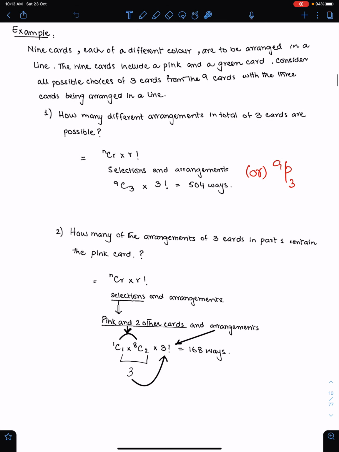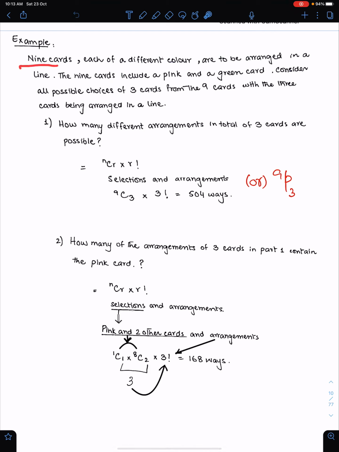Here is the application of that formula. 9 cards, each of a different color, are to be arranged in a line. The 9 cards include a pink card and a green card. Consider all possible choices of 3 cards from the 9 cards, with the 3 cards being arranged in a line. How many different arrangements in total of 3 cards are possible?